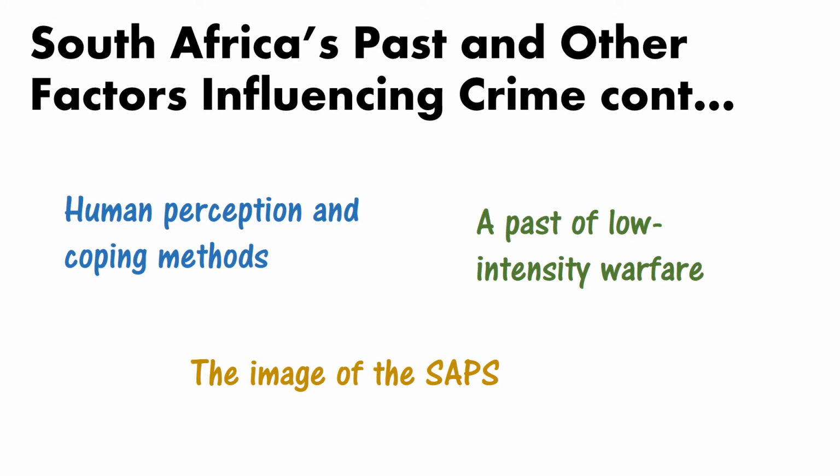In terms of our perception and our coping methods with crime, the official South African Police Service statistics indicate that all communities in South Africa are affected by high crime rates. These deductions are based on police stats, but they're generally supported by other research into crime as well.